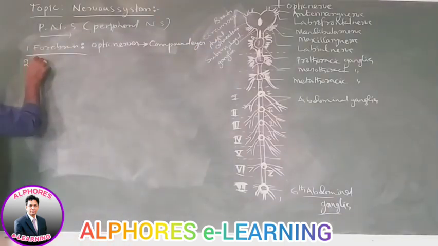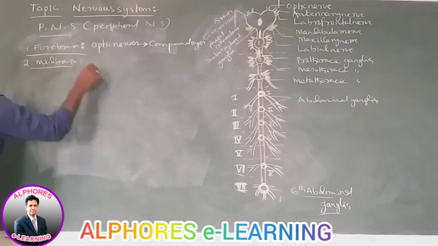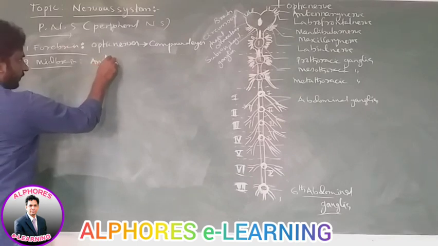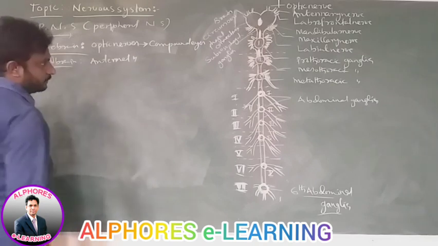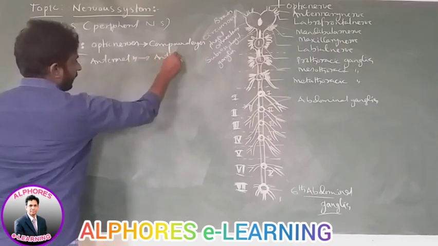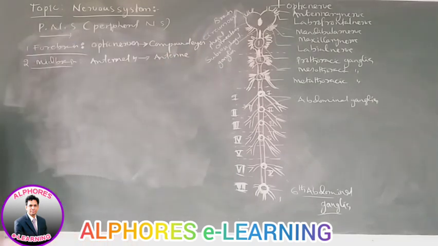Next, the second part is the midbrain. From the midbrain, one pair of nerves arises, called antennal nerves. Antennal nerves are connected with the antennae, receive impulses from them and send them to the midbrain. Next, the third part is the hindbrain.